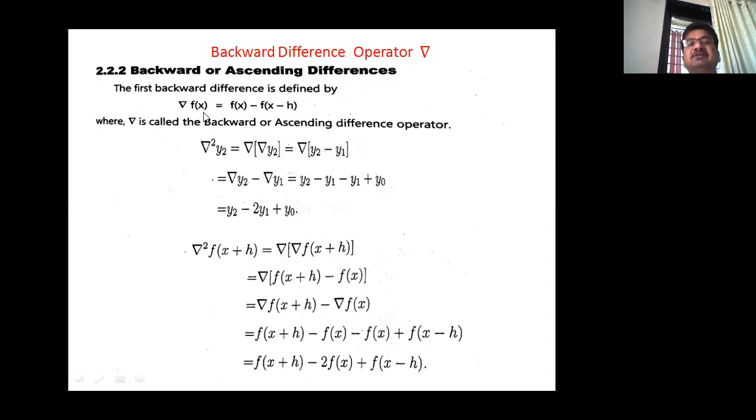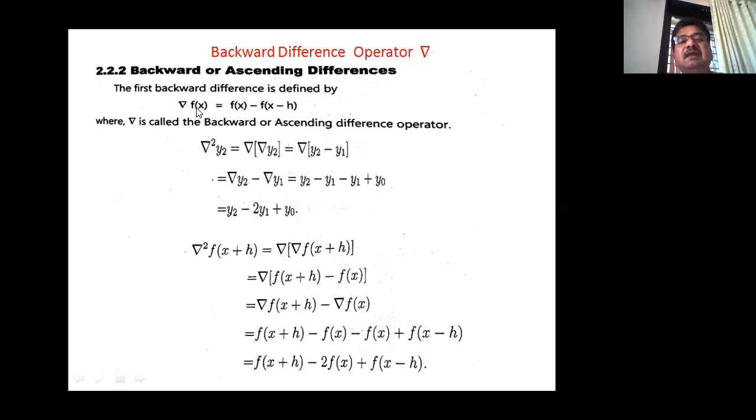So what is the definition of the forward difference operator? That is delta. The delta fx is what? Fx plus h minus fx. That is the value at the next point minus the value at the same point. But del fx is what? It is the value at the same point of the function f minus the value at the previous point, or backward point. Okay, that is the previous point. So here is the definition of the backward or descending difference operator, and this is the value at the point minus the value at the previous point.